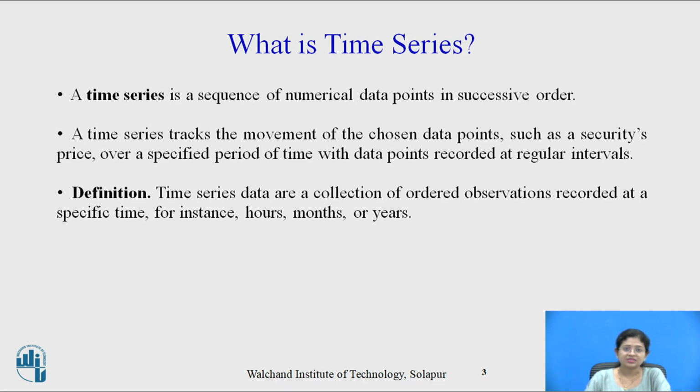Time series is a sequence of numerical data points in successive order. That means the time series tracks the movement of the chosen data point, for example the security price over a specified period of time, with the data points recorded at regular intervals. That regular interval may be an hour, a week, or a month. So we can say that time series data are a collection of ordered observations recorded at a specific time, for instance hours, months or years.